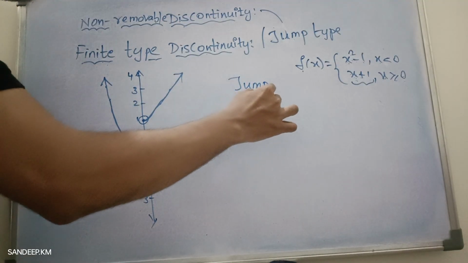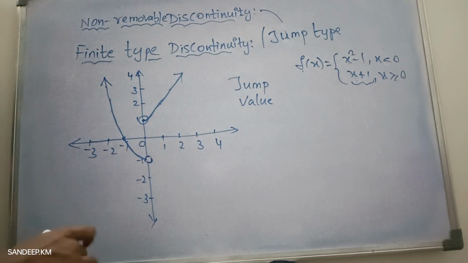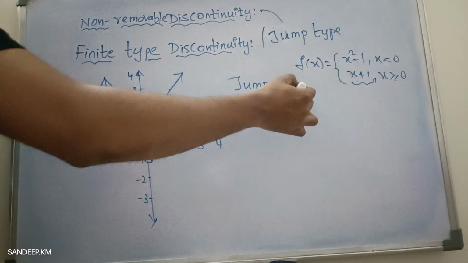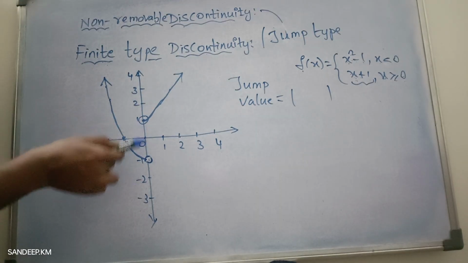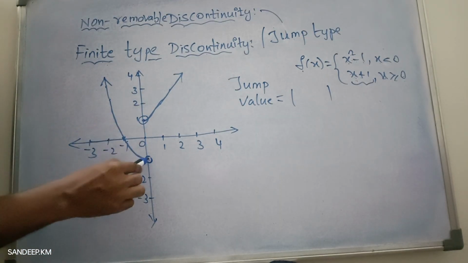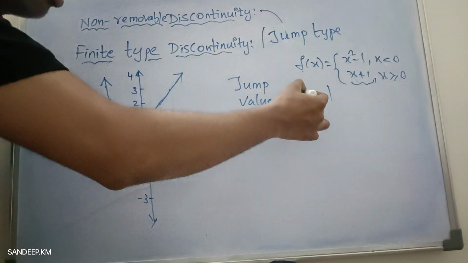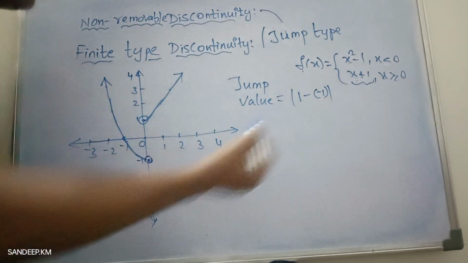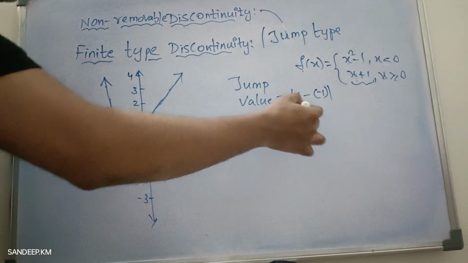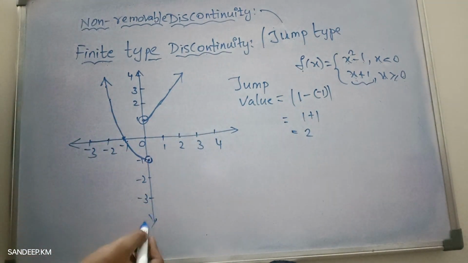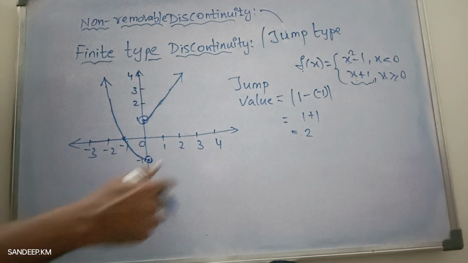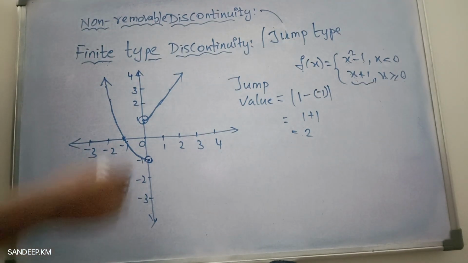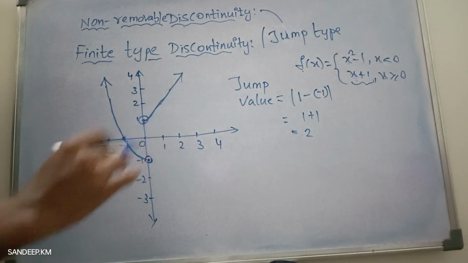Sometimes they will ask us to find the jump value. What is the jump value? Jump value means very simple, dear students. It's the modulus of difference between these two outputs. This output is 1 and this output is minus 1. So larger value minus smaller value. So what will you get? 1 plus 1, you will get 2. So the value of this jump is how much, dear students? 2. So it is jumping 2 units and then again it is going like this. In problems they will also ask us to find this jump value. Remember this.